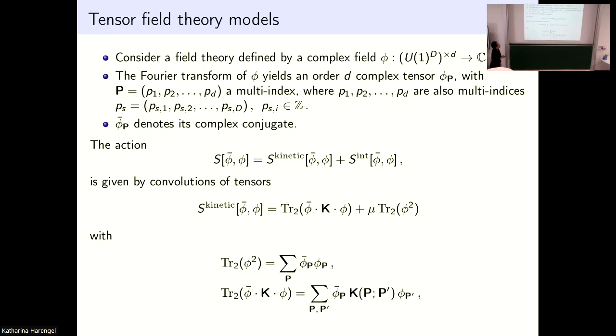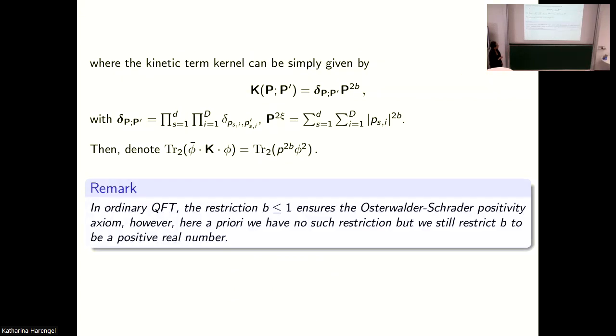And again, we have a mass term, and then the kinetic term is there with the kernel K. And in our case, we can take a rather simple kinetic term. So the power of momenta is given by 2b.